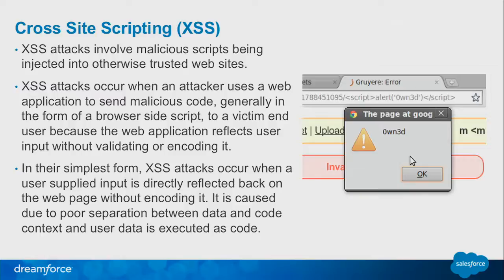The problem is on the end of the application that they're browsing, where it's treating the user supplied data incorrectly. Now when we say user supplied, there is the victim user and there is the attacking user, right? So your attacker user is also a valid user in the system. When the attacker supplied input is reflected back on the web page without encoding it, it gets executed on the victim user's page. And that happens because there's poor separation between data and code context when you're writing an HTML page.